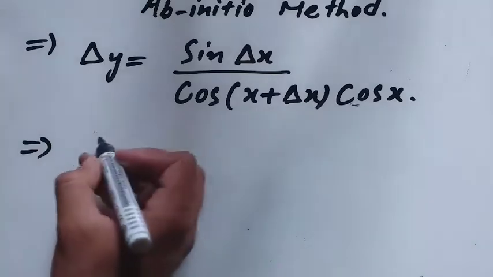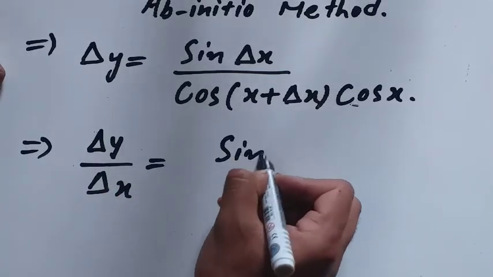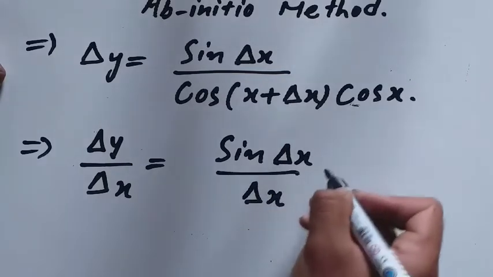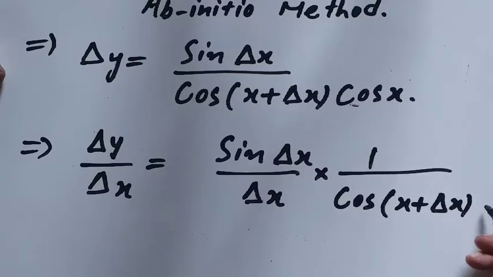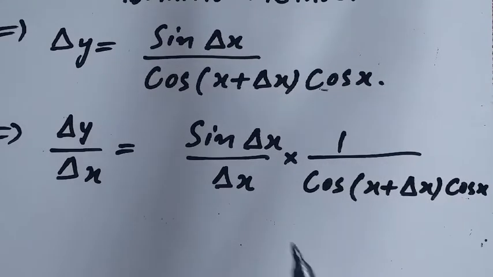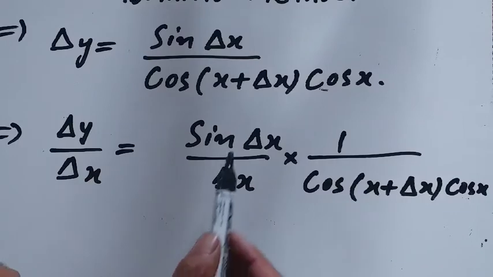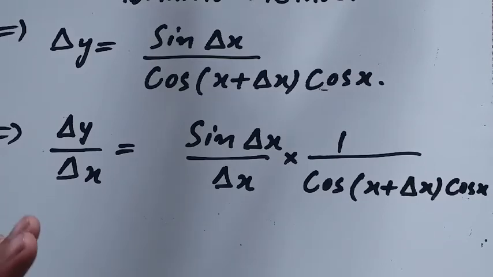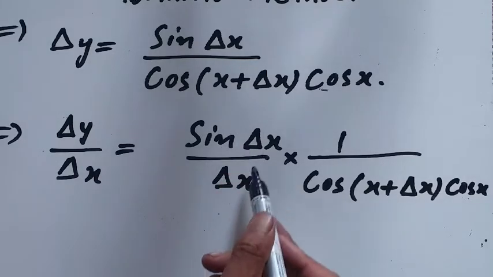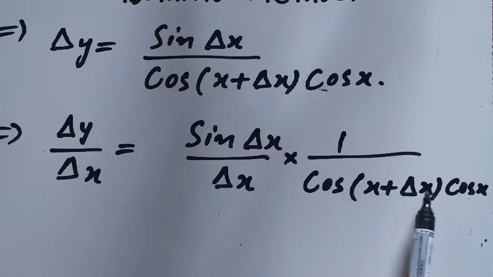We divide both sides by delta x, that is delta y divided by delta x is equal to sine of delta x divided by delta x into 1 by cos of x plus delta x into cos x. All right, you can see here, this is our sine delta x. This delta x is a multiplier on the whole term, but I only divide this part, that is sine of delta x divided by delta x, because this becomes our identity. This becomes our formula when we approach the limit. That's why I wrote it this way, sine delta x divided by delta x, and the rest I have multiplied below it.